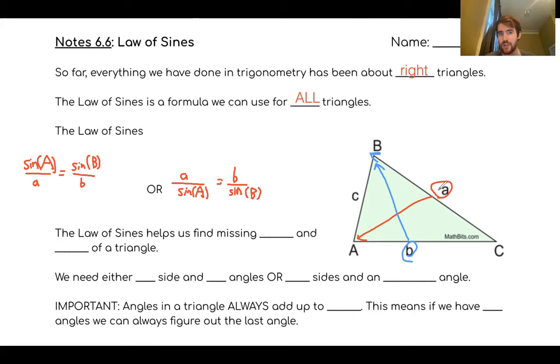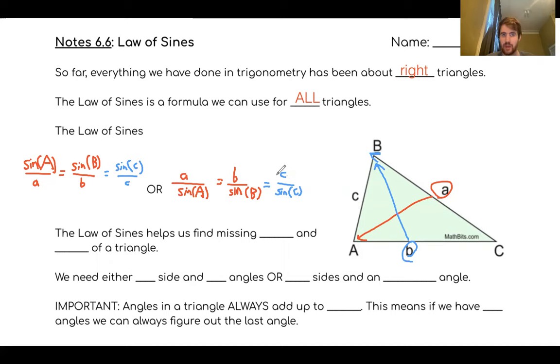And it works for side c too. There's no reason you can't do c. In fact, I will include that here as well. Sine of C divided by c, or c divided by sine of C. You can use it either way, whichever way is easier, or you can switch back and forth. It doesn't matter if the side is on top or the sine of the angle is on top. It just matters that you're consistent. So if the little a is on top, little b needs to be on top, little c needs to be on top.